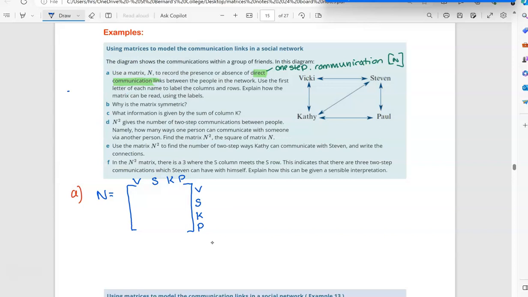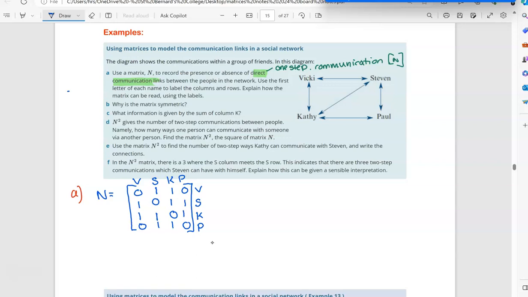Vicky's not going to talk to themselves, so generally we see a 0 down there. So I put that in. Then I have a look at Vicky. Can Vicky talk to Stephen? Yes, she can talk to Kathy, but she can't talk to Paul. Stephen can talk to Paul, Kathy, and also Vicky. He can talk to all of them. Kathy can talk to Vicky, Stephen and Paul. She can talk to everyone. And Paul can only talk to Stephen and Kathy, and I put a 0. So there's our matrix. We've done that.